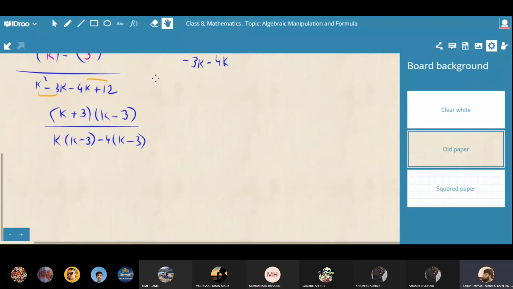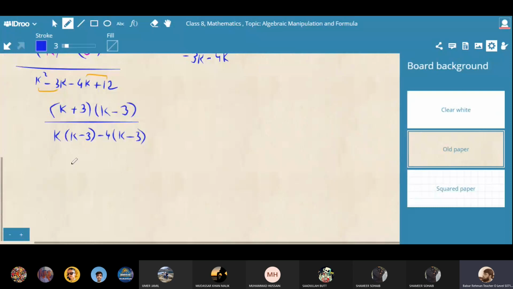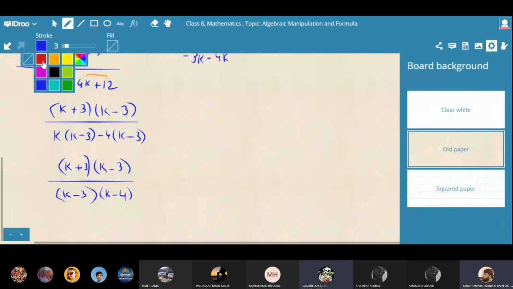And then the next step: k plus 3, k minus 3, k plus 3, then k minus 3. So in the denominator it will be k minus 3, and k minus 4. Now, can you simplify, which two brackets can be simplified now? Sir, k minus 3 can be simplified. Very good, my students. K minus 3 can be cancelled.